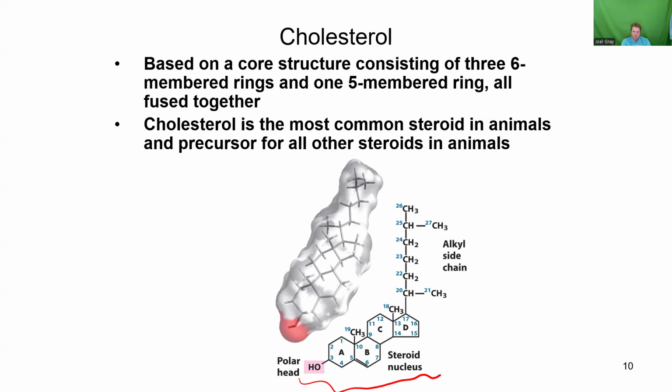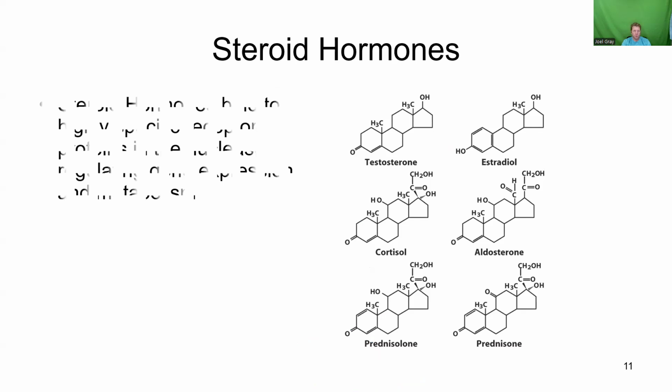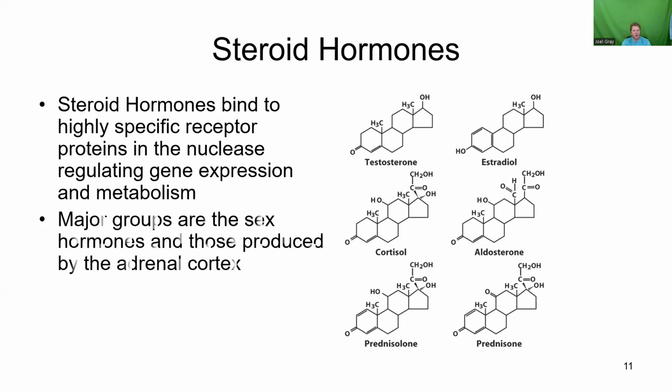So, cholesterol is an example of a steroid. Now, steroid hormones, which you're maybe a little bit more familiar with, bind to highly specific receptor proteins in the nucleus, and they regulate gene expression and metabolism. The ones that you're maybe a little bit more familiar with are your major sex hormones and ones that are produced by the adrenal cortex.